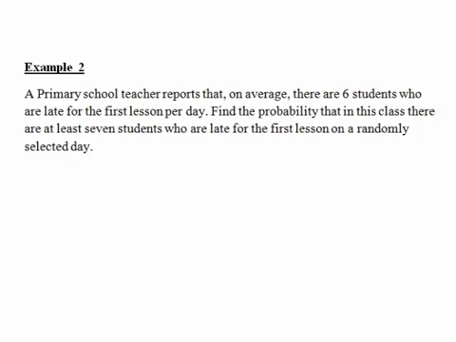So keeping that in mind, let's move on to a second scenario and decide whether it's binomial or Poisson distribution. In this case, we're told that a primary school teacher reports that on average there are 6 students who are late for the first lesson per day. Find the probability that in this class there are at least 7 students who are late for the first lesson on a randomly selected day. So what do we notice here? We're talking about an average. So in this case we actually have to use the Poisson distribution, as this example gives an average rate.